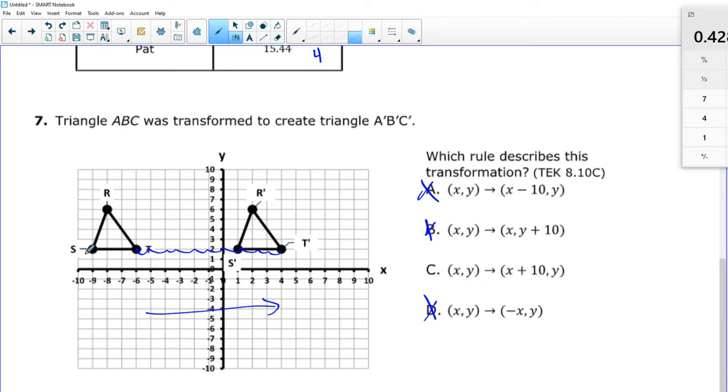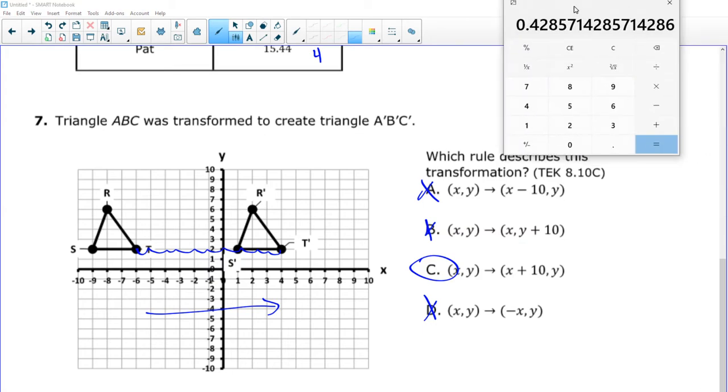If I picked R or S, I could also count 10 to the right, and we'd end up at our new point. So that's it. Not too bad. Halfway through.